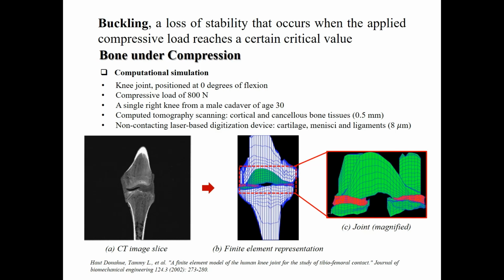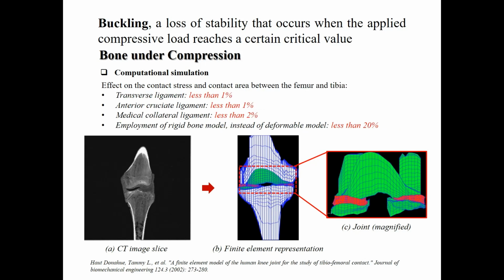After constructing the knee geometry, the model was imported into an advanced mechanical computational software, named Abaqus, and the stress and the contact area between the femur and tibia were measured for the compressive load of 800 newtons, while the joint was positioned at 0 degrees of flexion. This study showed that the transverse ligament, the anterior cruciate ligament, and the medial collateral ligament only slightly affect the contact stress between the femur and tibia during walking. Furthermore, considering rigid or deformable models for the femoral and tibial bone tissues does not affect the contact stress between the bones.